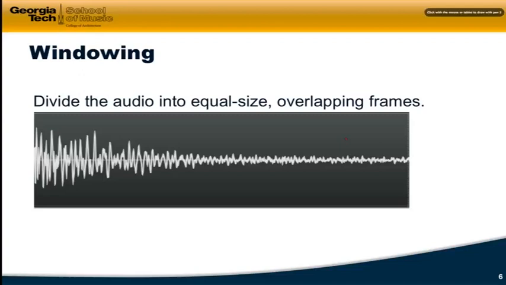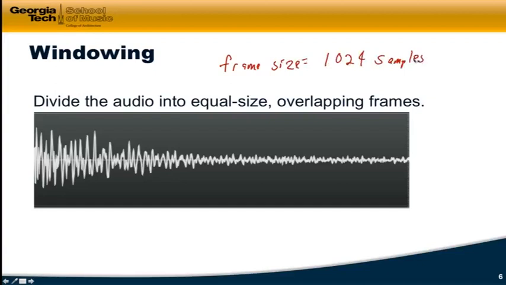Our frame size might be 1,024 samples, for instance. So these are tiny frames. 1,024 samples, if our sampling rate were 44,100 hertz, is about 1/40th of a second in that case. So tiny fractions of a second.